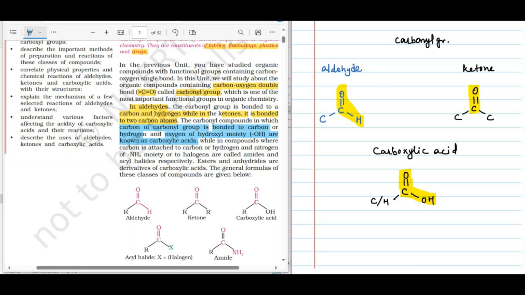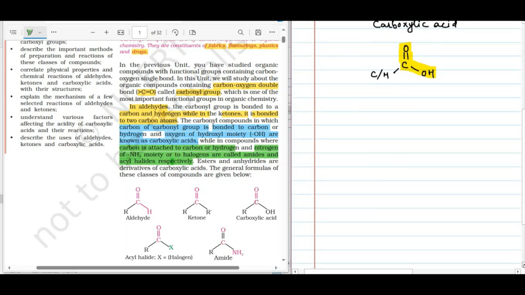Now let's read from the book. While in the compounds where carbon is attached to carbon or hydrogen and nitrogen of NH2 moiety or to halogen, they are called amides and acyl halides respectively. So what are amides and what are acyl halides? Let's draw the structure of amide.